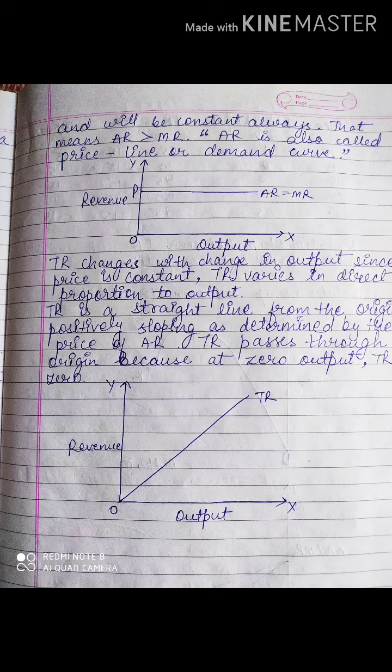TR is a positively sloping straight line from the origin, as determined by the price, that is average revenue. TR passes through the origin because at zero output TR is 0. So we consider that TR is 0 when your output is 0 here in the case of perfect competition.